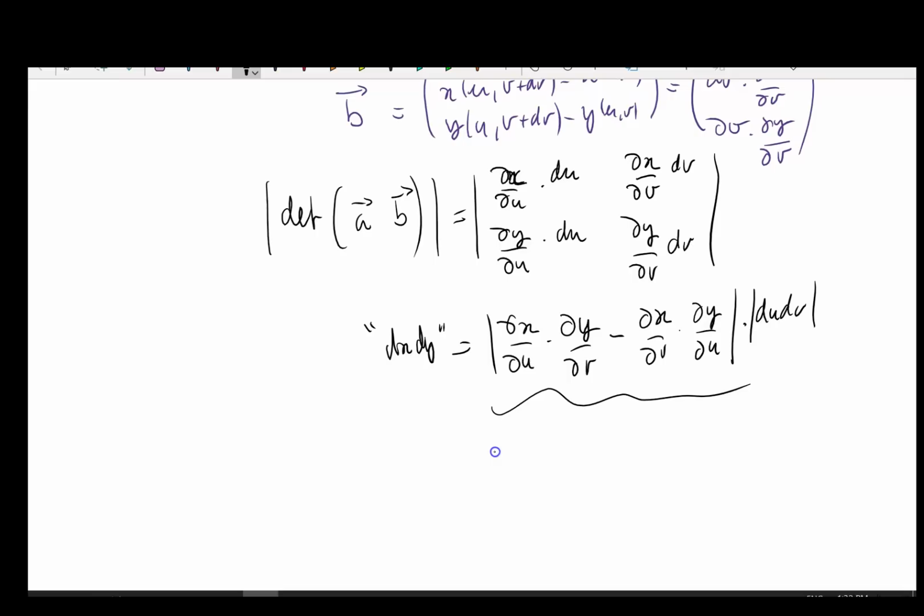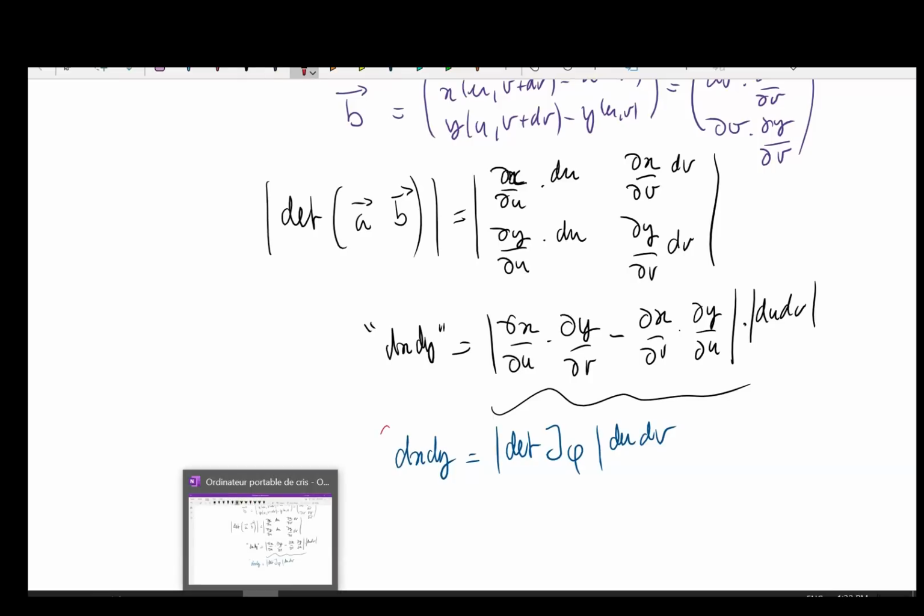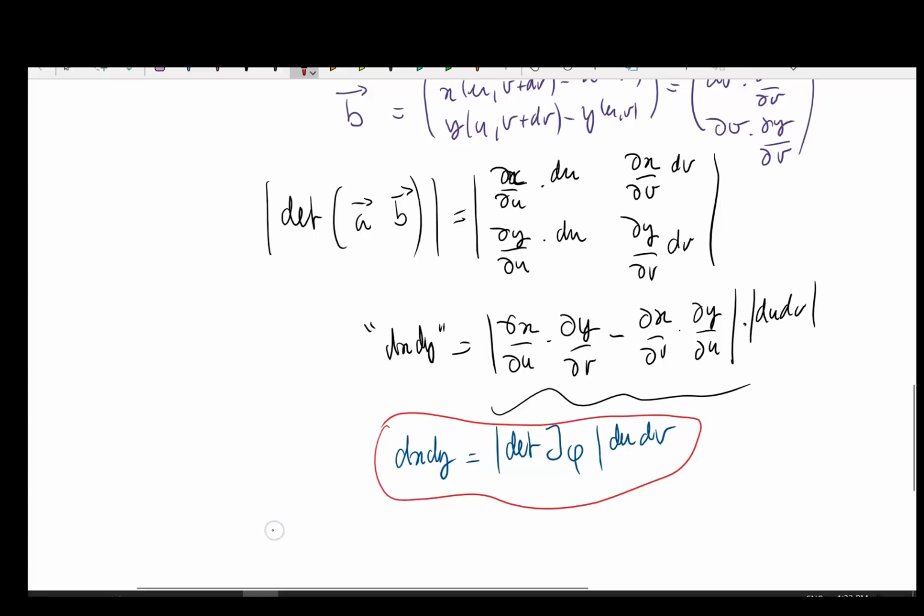And this value happens to be also the absolute value of the determinant of the Jacobian matrix of phi. So this is why you get this relation when you want to substitute the infinitesimal term in your double integral. It's going to give you this substitution. You will have to write that dx dy is substituted by the absolute value of the determinant of the Jacobian of phi times du dv.